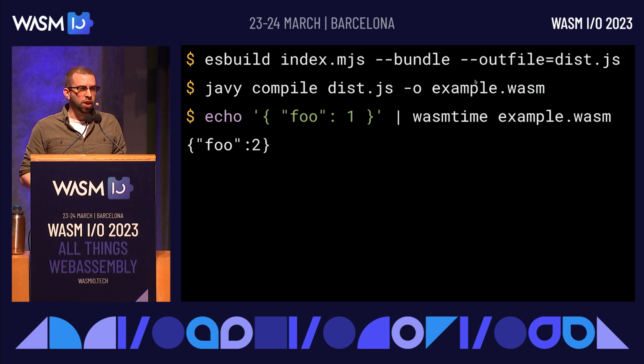And then we call javy compile, give it that bundled JavaScript file, and give it the name of the WebAssembly file we want it to output. Then you can just use Wasmtime and the name of the WebAssembly file, and that'll invoke that _start function that's part of the WASI command pattern, provide that JSON string as input here, and you get back your parameter incremented. Easy enough.